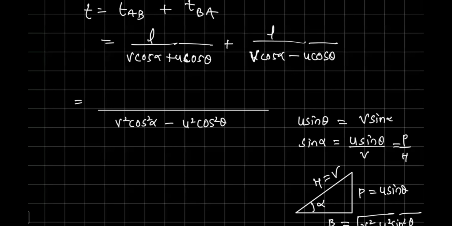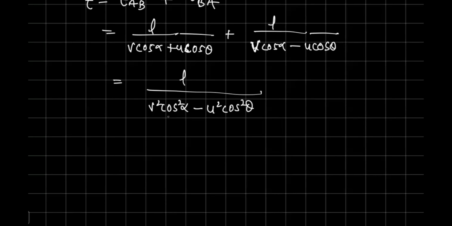And when you multiply here, you get L into v cos alpha minus u cos theta, plus v cos alpha plus u cos theta. So the minus term will cancel out, and you'll get only 2v cos alpha. But cos alpha is not given to us, so we will replace cos alpha. How can we replace cos alpha? We know u sin theta is equal to v sin alpha. So from here you get sin alpha is equal to u sin theta by v.